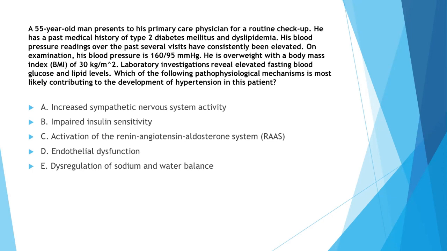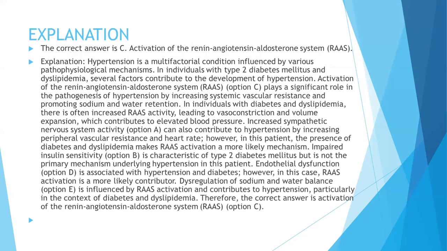Increased sympathetic nervous activity, impaired insulin sensitivity, activation of the renin-angiotensin-aldosterone system, endothelial dysfunction, dysregulation of sodium and water balance. Now, the correct answer is C, activation of renin-angiotensin-aldosterone system. Hypertension is a multifactorial condition influenced by various pathophysiological mechanisms. In individuals with type 2 diabetes mellitus and dyslipidemia, several factors contribute to the development of hypertension. Activation of the RAS plays a significant role in the pathogenesis of hypertension by increasing the systemic vascular resistance and promoting sodium and water retention.